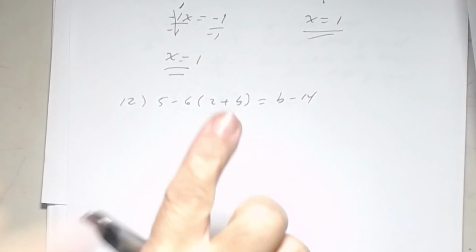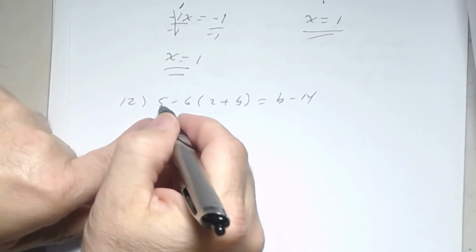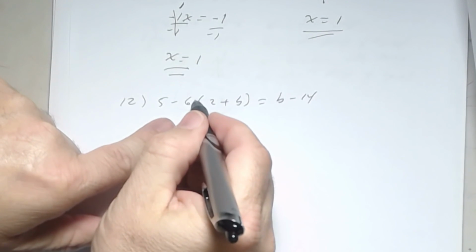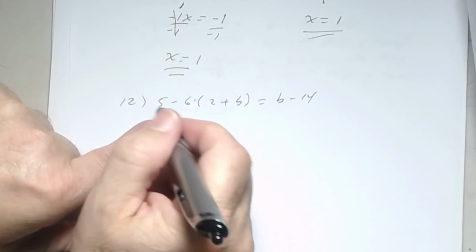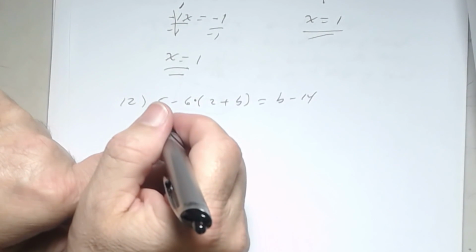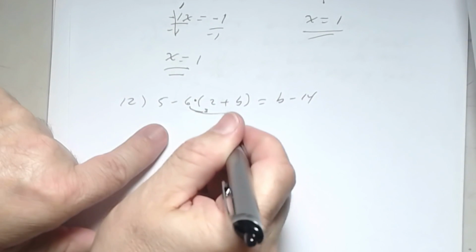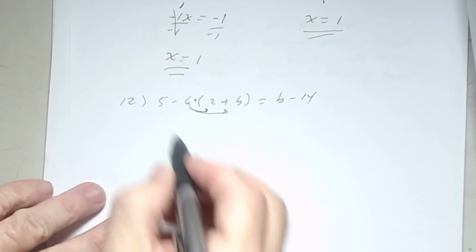Because remember, right here you're saying 5 subtract 6 times, right? And according to your order of operations, I multiply before I do what? Subtract. So you have to do the multiplication first. All right, so distributive property.